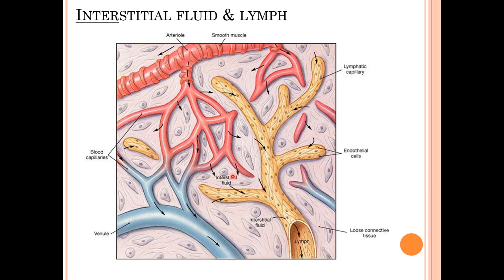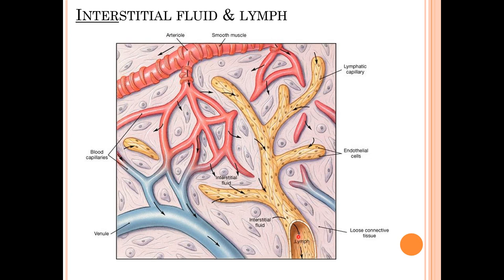This fluid will also react with the cells. It will wash the cells. It will take the waste products or any foreign bodies or any microbes that are lying between the cells. Then it will enter these tubes. You notice these yellow tubes, the vessels. These are blind tubes, meaning they are open from one side only, the tissue side. It will enter these tubes. These tubes are the lymphatic vessels. Once the interstitial fluid is inside the lymphatic vessel, we call it lymph.